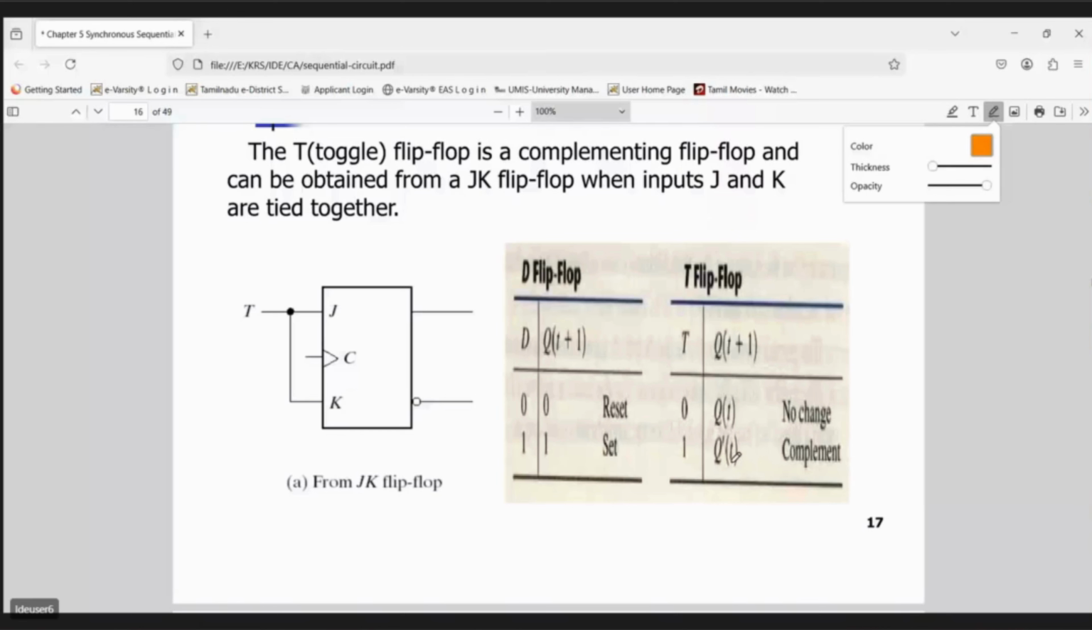So this is a comparison between D and T. In the D flip-flop, 0 means there is a reset, and 1 means it's a set. In the T flip-flop, 0 means there is no change and 1 means it's complemented.